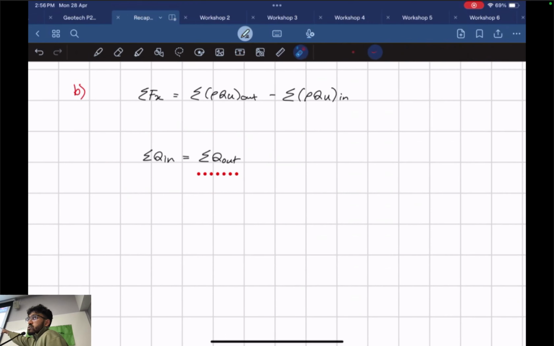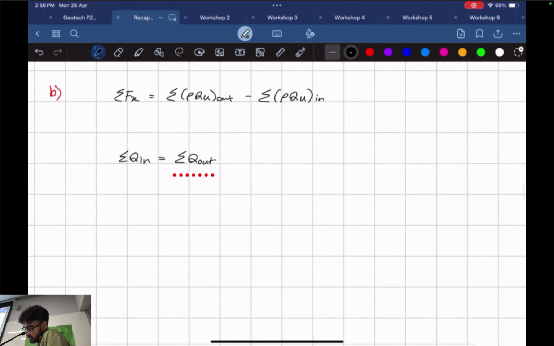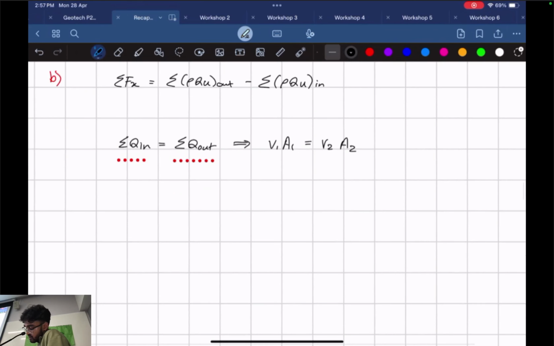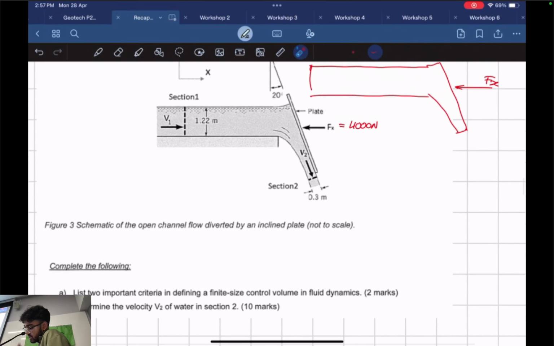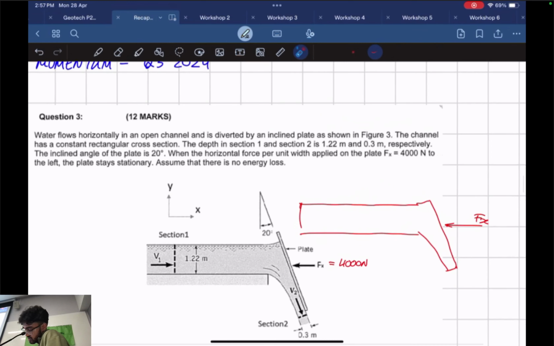The main reason I'm going to use this equation is to express V2 in terms of V1, because we don't know what V1 and V2 are, but at one point we're going to have to figure it out. So we can say that V1A1 is equal to V2A2. V1 we don't know, we're going to call it V1. A1, because it's a rectangular section, is just going to be our width times height.